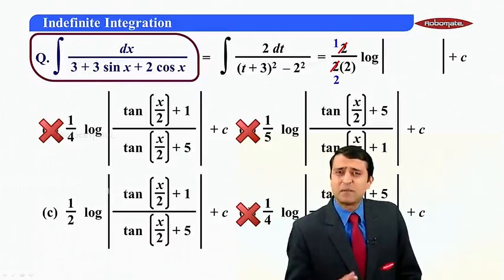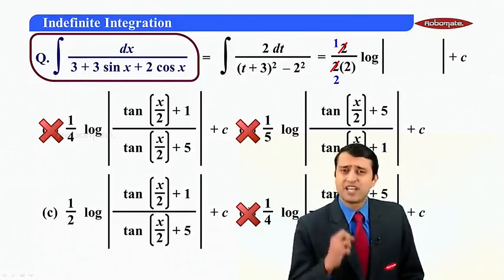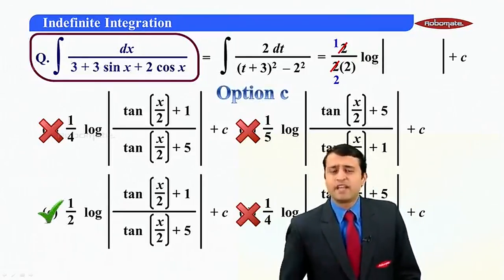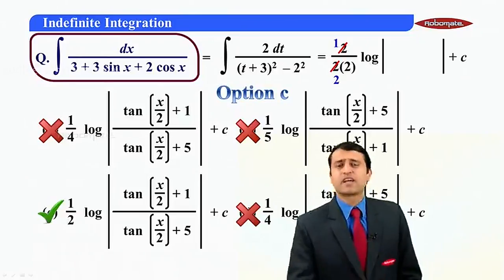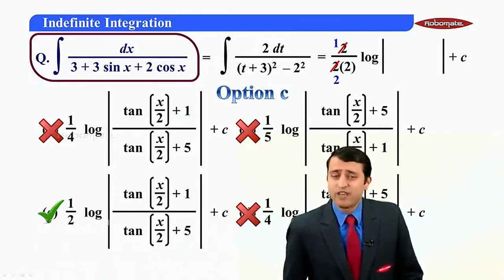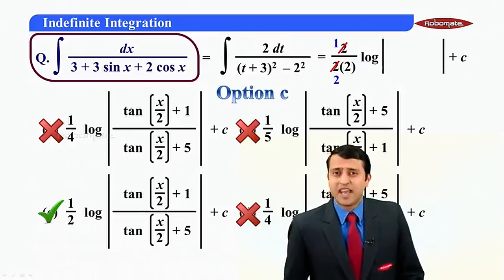So I need not simplify further and check what is there inside the log. Because only one option has 1 by 2, it is by default that option C is my correct answer. So we don't simplify further. And that's all we have in this module, my dear students. Thank you very much.